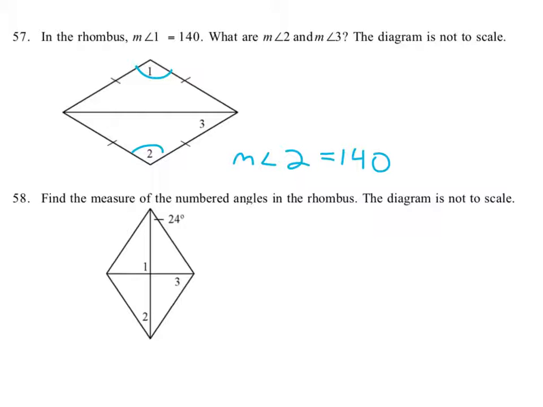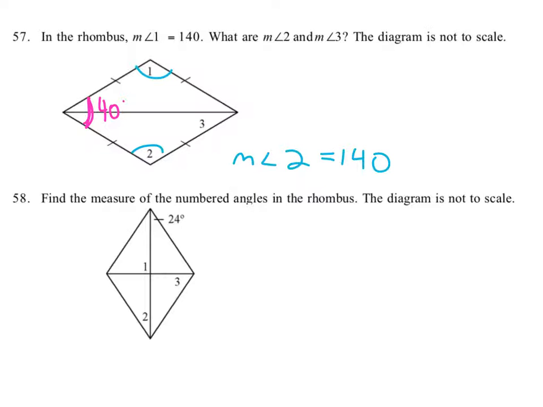Okay, we know this. We know that in a rhombus, which is a type of parallelogram, in all parallelograms, we have consecutive angles summing to 180. So if angle 2 is 140, then this angle, and this angle as well, are both 40 degrees, right? 140 plus 40 degrees. So that angle is 40 degrees.